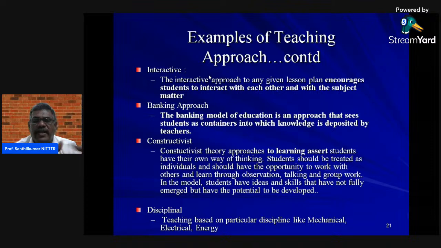Nowadays EV vehicles are coming, and they replace the engine with an electric motor, so that much space is not needed. So you give the students a task: design the car based on an electric vehicle. The design may vary, and they have to think in their own way. Another one, disciplinary: teaching based on a particular discipline.